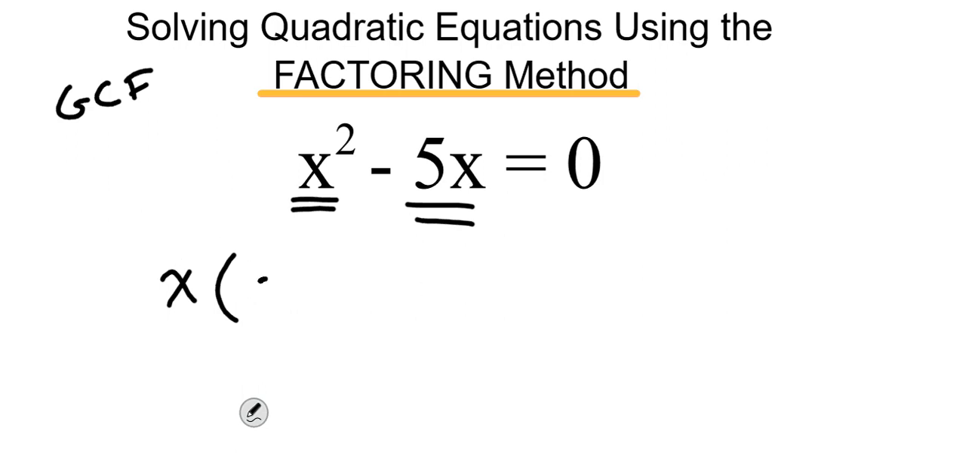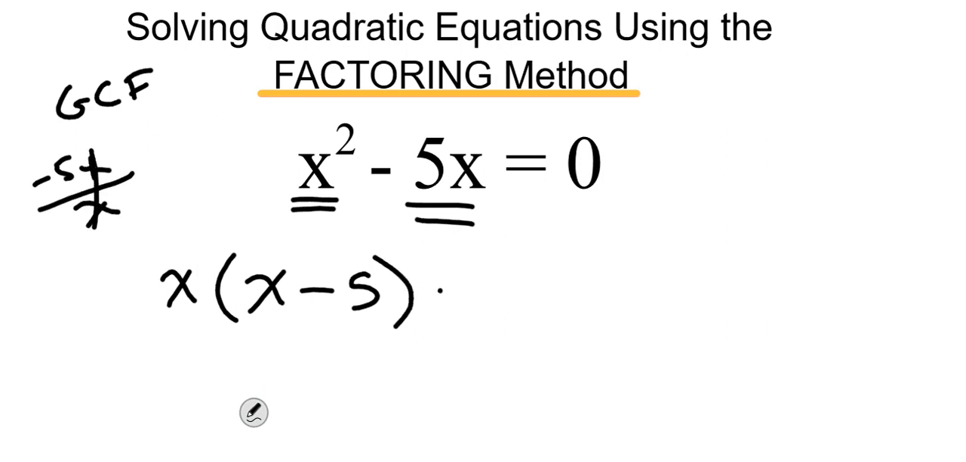So same thing. I could either say, hey, x times what is going to give me negative 5x, and that would be negative 5. Or I could say negative 5x divided by x, right? The x's cancel out, I have negative 5. I don't care which way you do it.